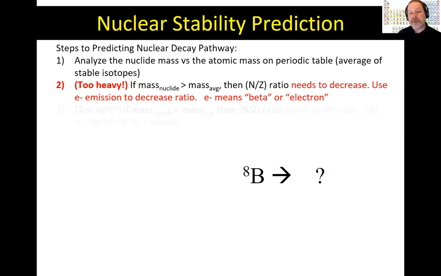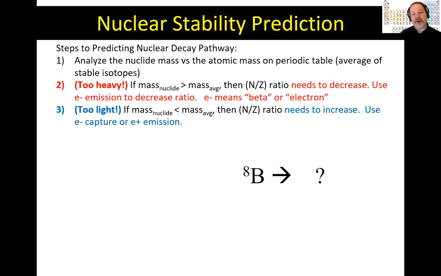If that isotope is lighter, or the isotope weighs less than the atomic mass on the periodic table, then the neutron to proton ratio needs to increase, and it will use either electron capture or positron emission, and you can pick. It's one of those two things, and you pick. Now here's boron-8.